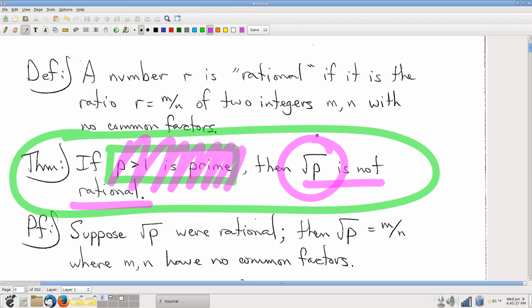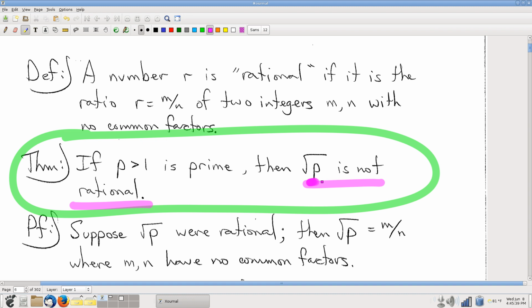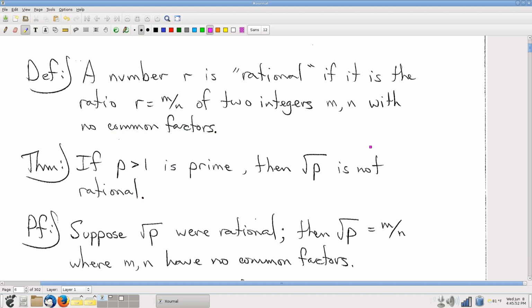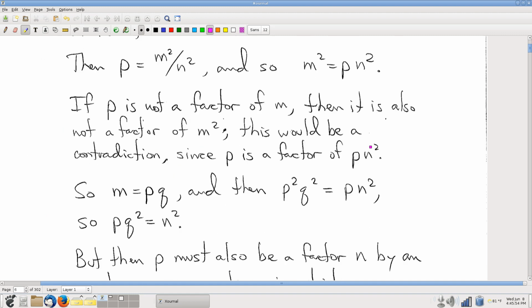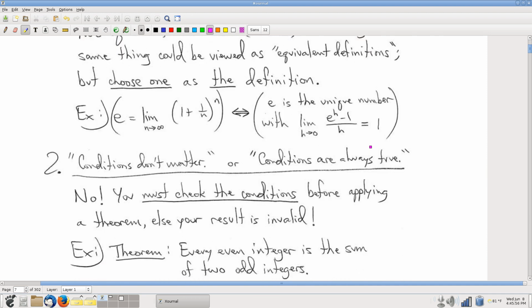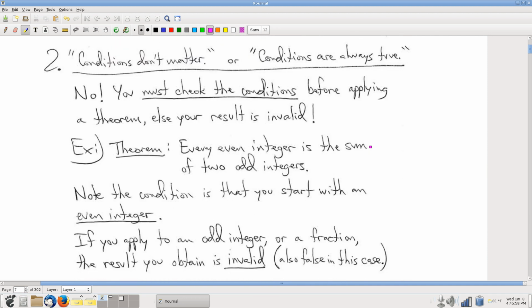Right? So it's important to realize you only get to use a theorem, you only get to cite the result of the theorem if, in fact, you have checked the conditions. There might be more than one. But you do have to check those conditions, and only if those conditions are satisfied do you get to use the theorem. Okay, and here's another sillier condition example down here.